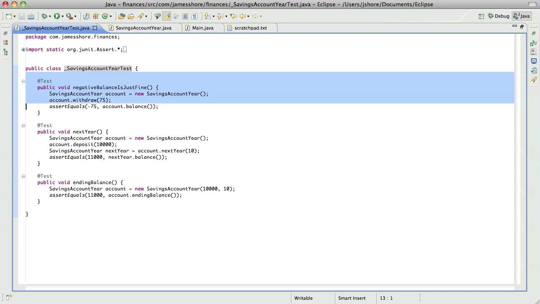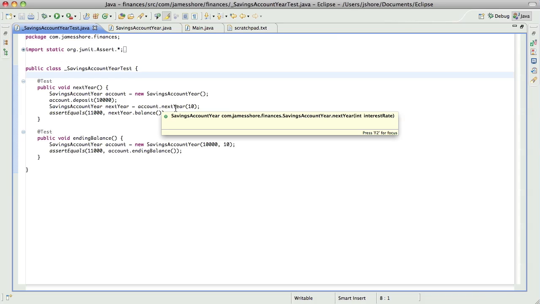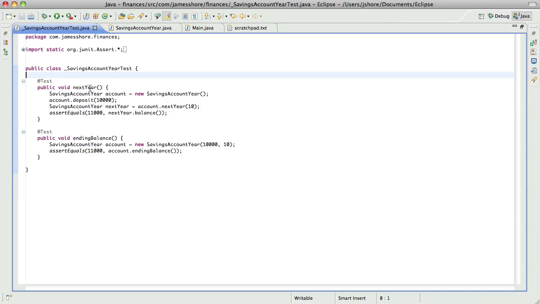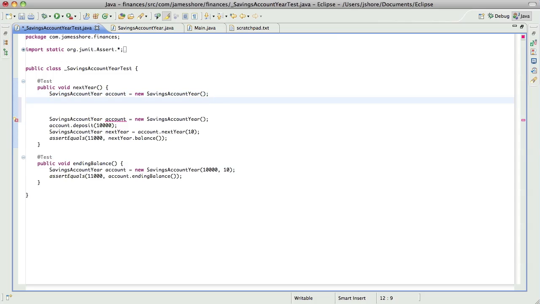Let's take this out too. We don't care about negative balances right now. We're not going to do transfers at all for a little while. So what I can do then is next year should assert, let's rewrite this. So we're going to say savings account year account equals new. Yes, I realize that I just retyped the exact same line that I already had. I actually do that quite a bit. When I'm thinking, I find that just moving my fingers helps me figure out what I want to do.